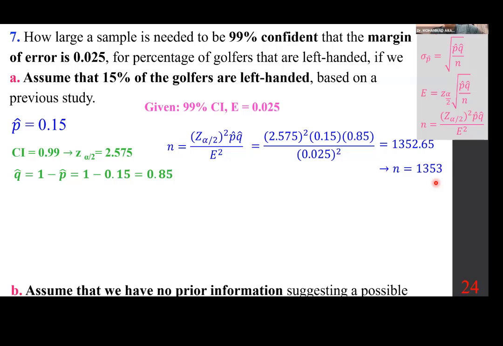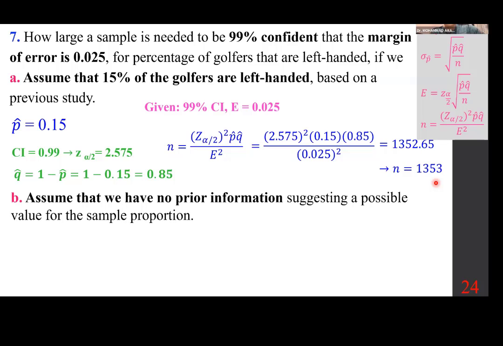What if we don't have a prior information? In other words, if we go back to part A, P hat is given. What if P hat is missing? Then what do we do? Then we assume the worst, which means we assume P hat and Q hat are identical and they are 0.5. Remember, they must add up to 1.